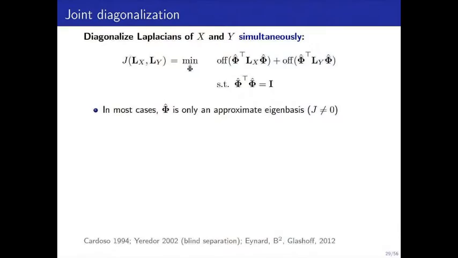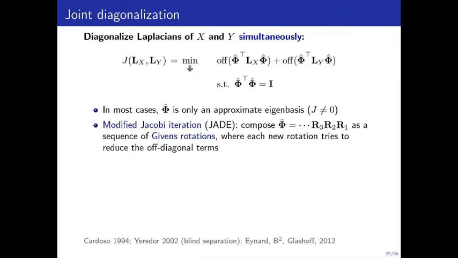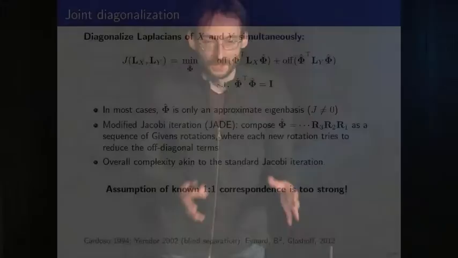So basically the idea is to construct orthogonal bases as a sequence of rotations. These rotations would serve as approximate eigenvectors, because in most cases you cannot diagonalize two matrices unless they commute. So it will be an approximation of an eigenbasis. Of course, the problem with this approach is that we assume not only that the matrices are of the same size, but also that we know the ordering of their columns and rows.